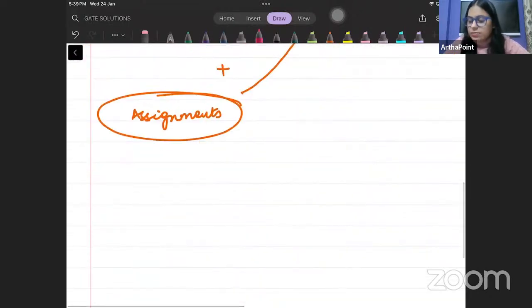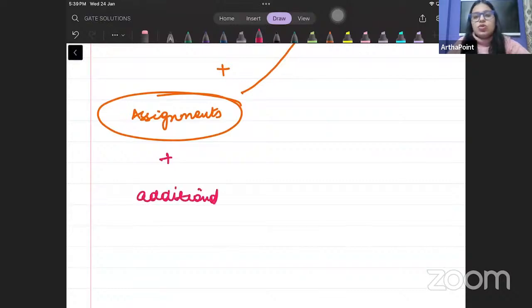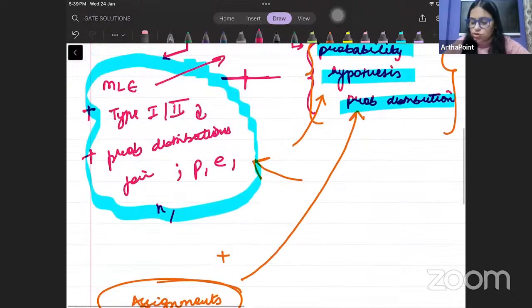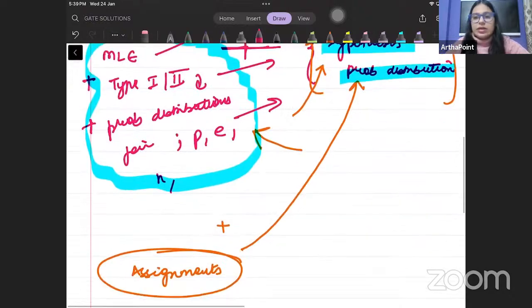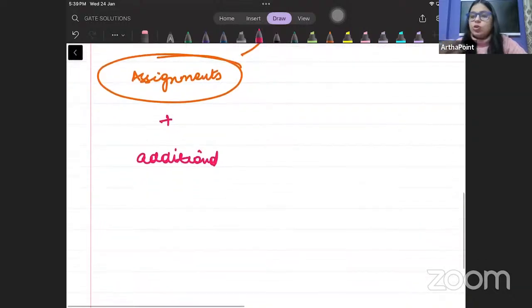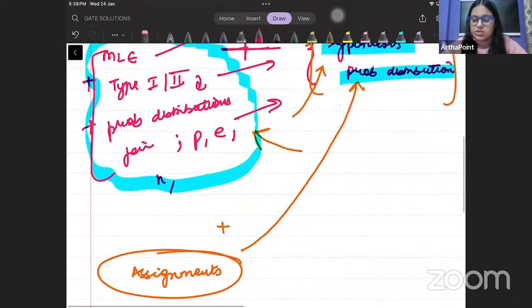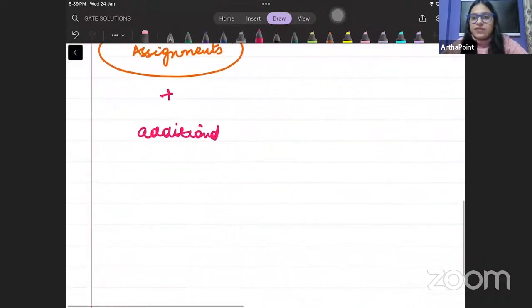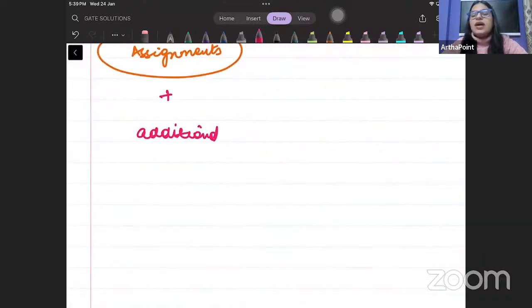And then tomorrow I will give you some additional assignments. In those additional assignments, we will be doing questions on MLE, type 1 error, and some more difficult questions of probability distribution. So we will bifurcate and first do the combined topics, the topics that are asked both at IIT and GATE level. You will do all those assignments today, and then tomorrow you will do these extra assignments. The aim is that when we meet on 26th morning, we are thoroughly done with statistics.